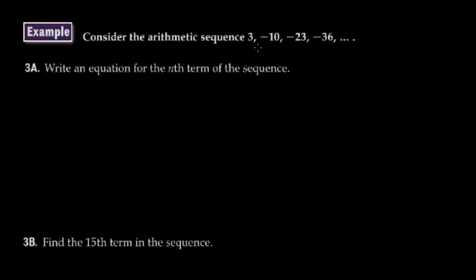Consider the arithmetic sequence 13, -10, -23, and -36, and we need to find the equation of the nth term. As we said before, to find the equation of the nth term, we need to find a1 and d, and by substitution in the equation an is equal to a1 plus d multiplied by n minus 1. So a1, that is the first term, is equal to 3. And the common difference, to find the next term, we need to subtract 13. So the common difference now will be -13.